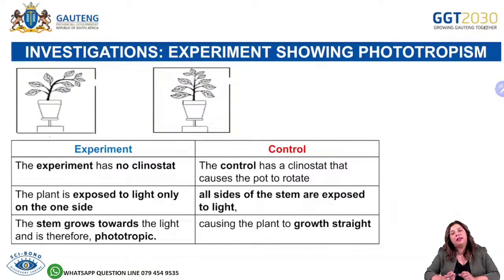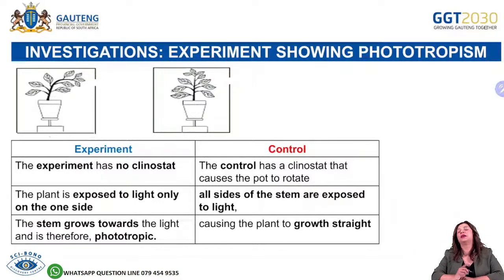And then you could get an experiment with a clinostat. Now, a clinostat is an apparatus which you will find in a lot of experiments. Basically, it's a disc, and this disc rotates. It moves round and round. And sometimes if you put a plant on it, and you put the plant in a box like it is in the diagram, it fools the plant into thinking there's light all around, but there's no light all around.